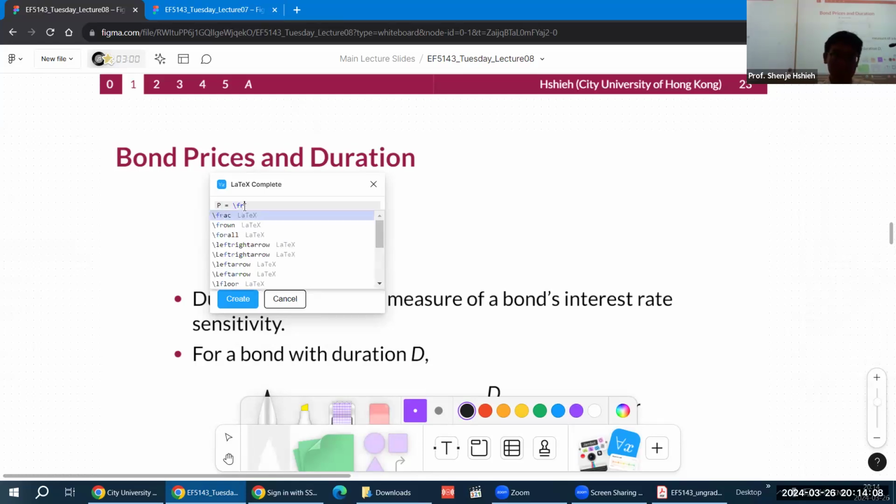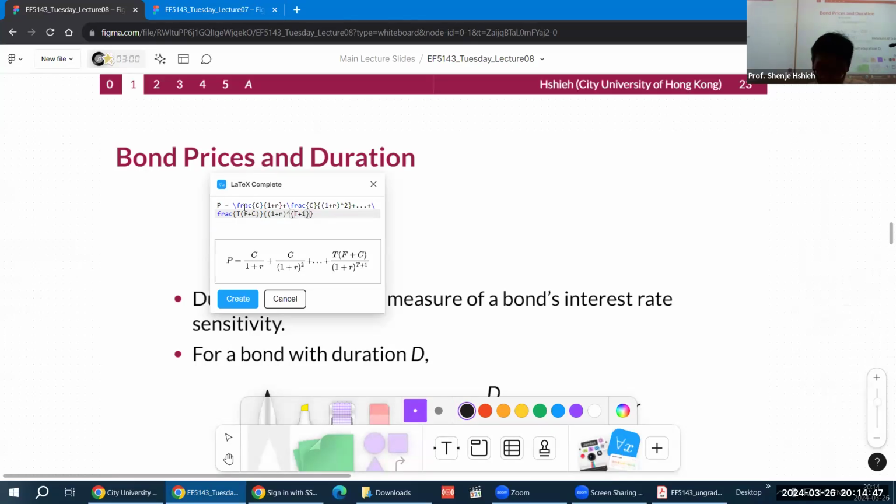P equals C divided by (1 plus R), plus C divided by (1 plus R) squared, plus dot dot dot, plus the final payment divided by (1 plus R) to the power of T. Okay, so that's our starting point. So let's create this.